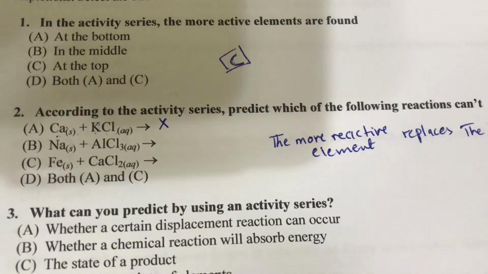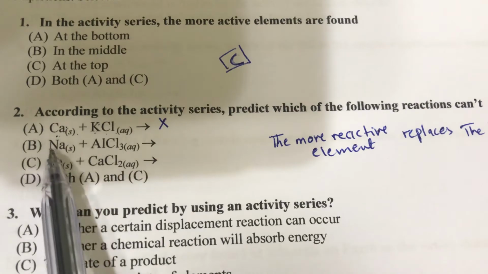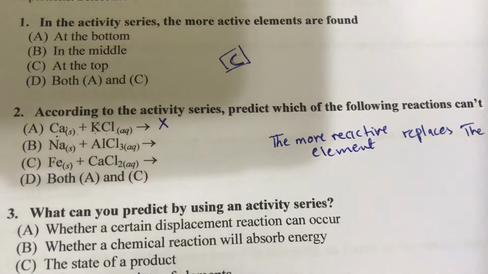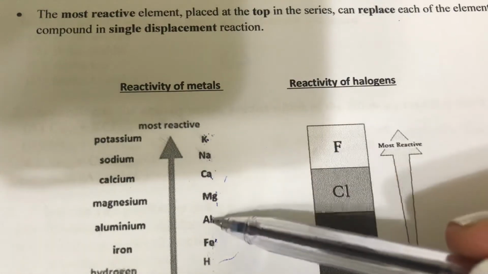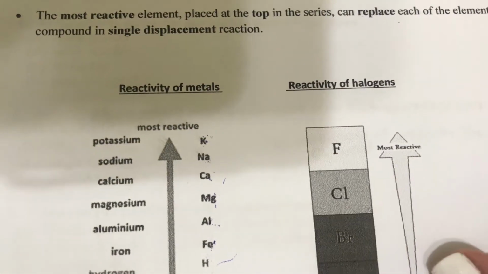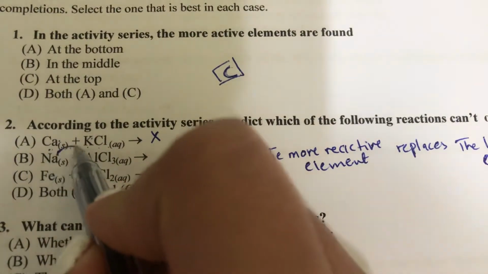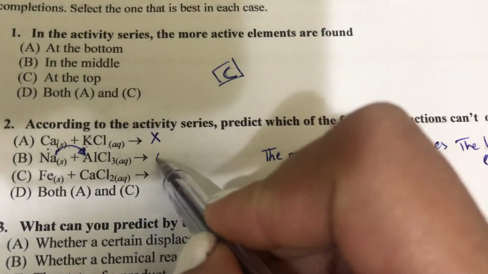What about the second one? Sodium plus aluminum chloride. Does sodium replace aluminum or not? It depends on the reactivity. Does sodium replace aluminum? Yes. Why? Because sodium is more reactive than aluminum. So sodium replaces aluminum. So this reaction occurs.